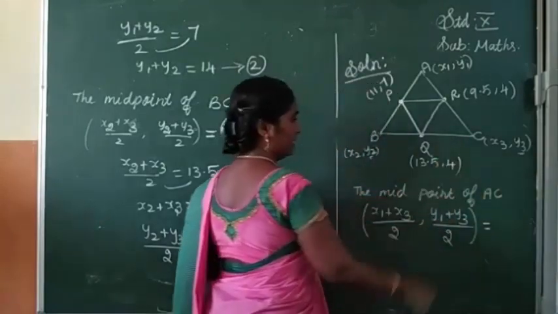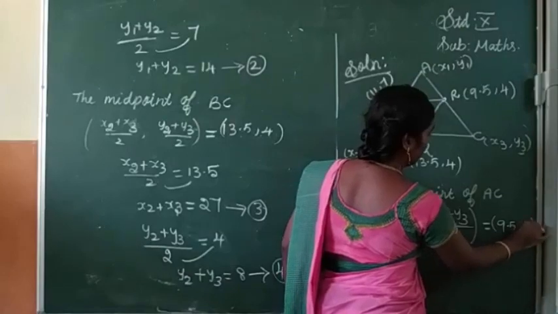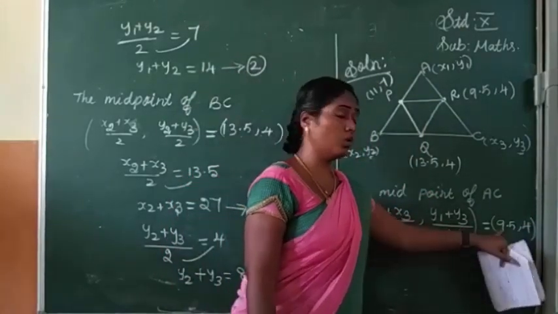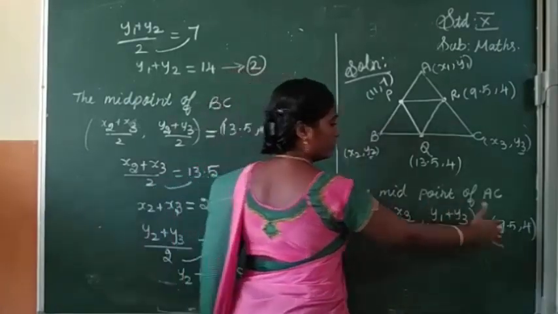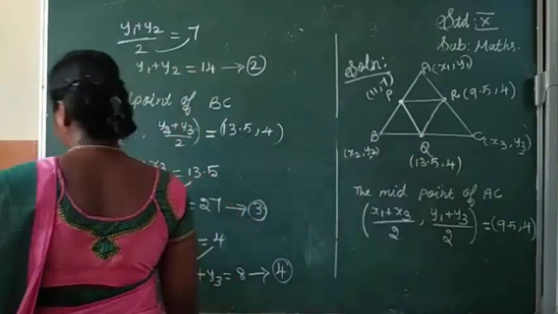The midpoint value is already given, so substitute that midpoint value 9.5 comma 4. Here the equal symbol is between the coordinates. So the first value is equal to the first value, and the second value is equal to the second value. Combine and write.